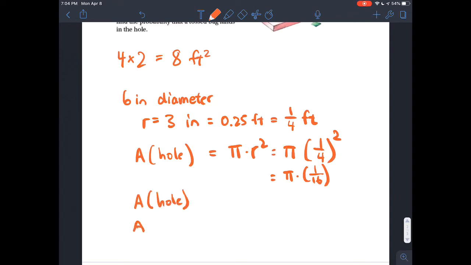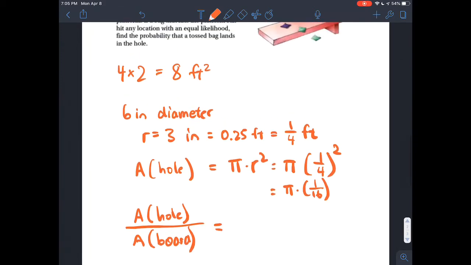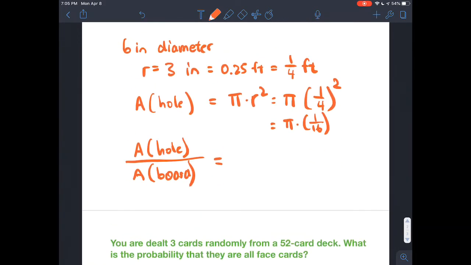Okay, so now we want to compare the ratio of the area of the hole to the area of the whole board, okay? So we calculated the area of the board before. It was 8 square feet. So we're going to have 1/16 pi over 8 square feet.